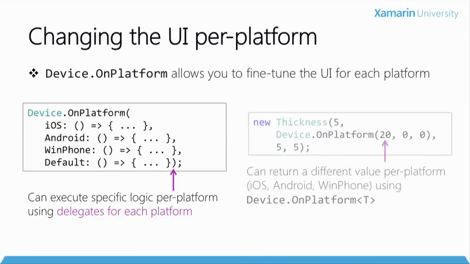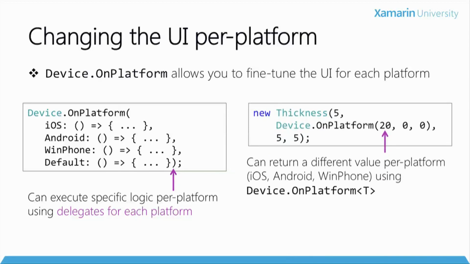There is a second version of Device.OnPlatform, and that's a generic. It's Device.OnPlatform<T>. And this one takes three parameters and all of them are mandatory, so you cannot omit them. And the three parameters correspond in this order to iOS, Android, and Windows Phone. There isn't a default parameter case here. You must supply all three values. So that method is useful if you want to change a parameter or a property based on the platform you happen to be running on.